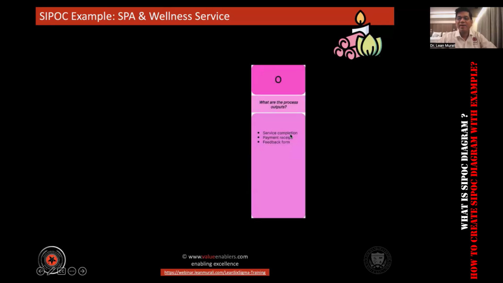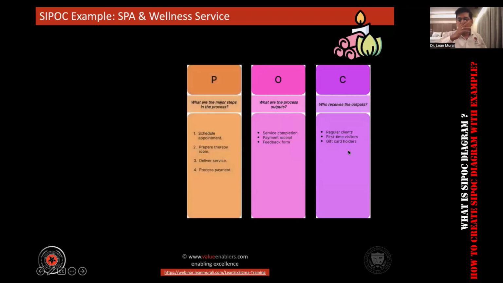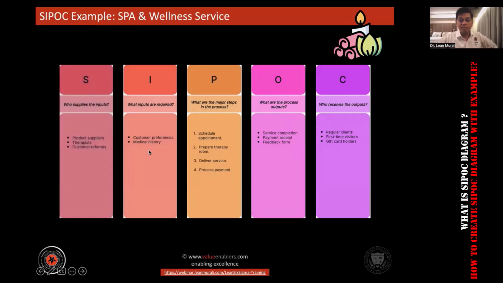Okay, the process outputs are service completion, payment receipt, and feedback form, and you are the customer. You might be a regular customer or the first time visitor or gift card holder, and you can schedule appointment, prepare the therapy room. If you're a spa person, you follow this process, right? You schedule the appointment, you prepare the therapy room, you deliver the service, and you process the payment. And finally, the inputs are customer preferences, medical history, they get signed also. And the suppliers are product suppliers, therapist, and customer reference.